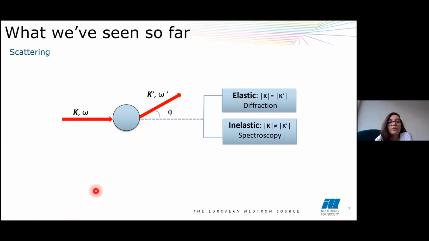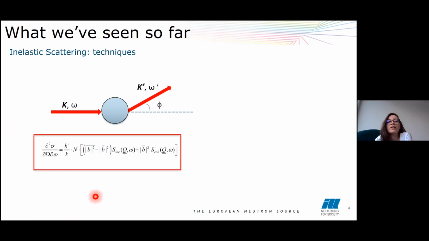So in this kind of experiment, the quantity we measure is a double differential cross-section, indicated here by the equation for a monoatomic system, just to simplify. So here, S(Q, omega) is known as the dynamic structure factor, and it holds the information about the dynamics of the system studied. And we measure this with spectrometers and different techniques.